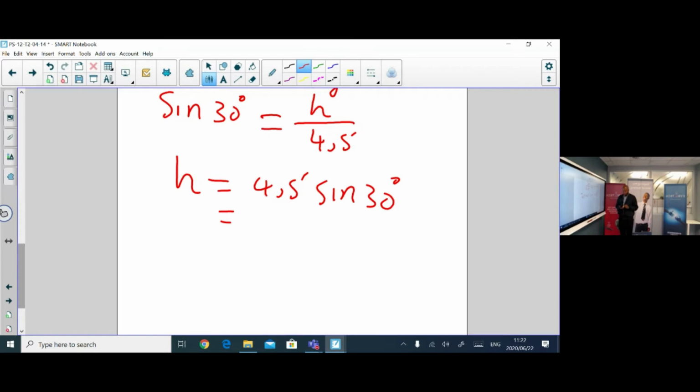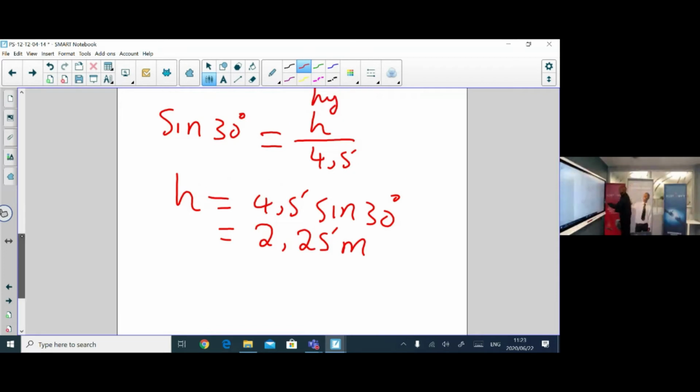4.5 multiplied by sine 30 degrees is 2.25 meters. That is the height. The moment you have h, it's going to be easy for you to calculate the potential energy.